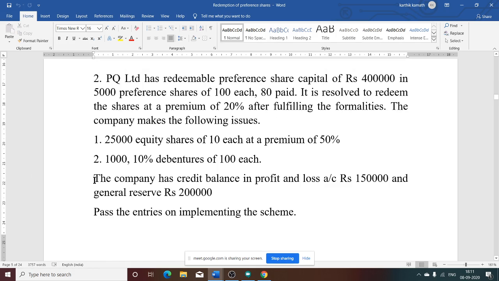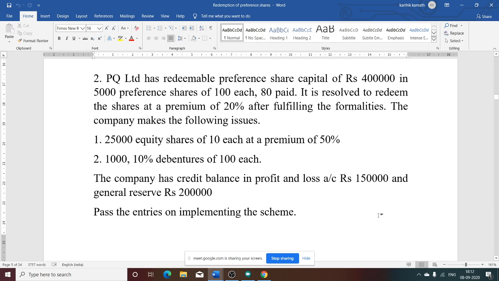Then the company has a credit balance in the P&L account of 1,50,000. So the credit side P&L information is given, if necessary. That means what is the rule? For capital redemption, it is either out of profits, or out of reserves, or out of a fresh issue.